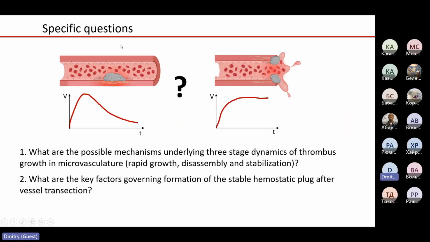The more specific question that we are currently trying to answer is the first one. So what are the possible mechanisms responsible for this three-stage dynamics of thrombus formation that we observe in vivo in various models of non-occlusive thrombus formation? It's the first question. And the second question, what are the key factors that govern formation of the stable plug in this case? So I will be focused mostly on the first question in my talk, but in the end we will also speak a little bit about the second scenario when there is a complete transection of the vessel.